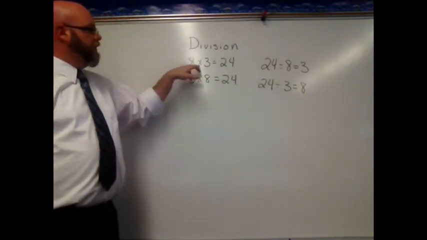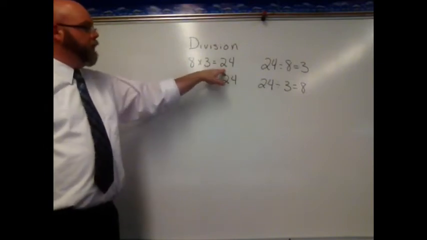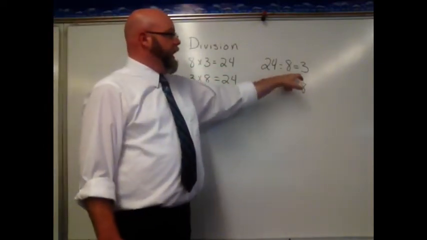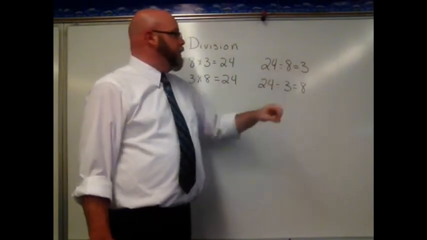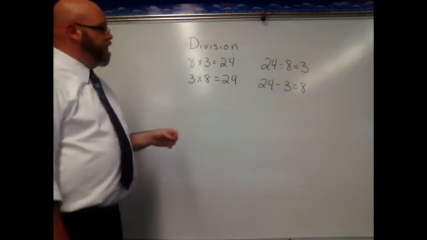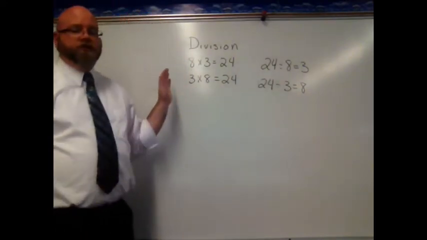When we multiply 8 times 3, they are the factors of 24. When we divide 24 by 8, we're finding the other factor of 24, which is 3. So these fact families work together to show division.